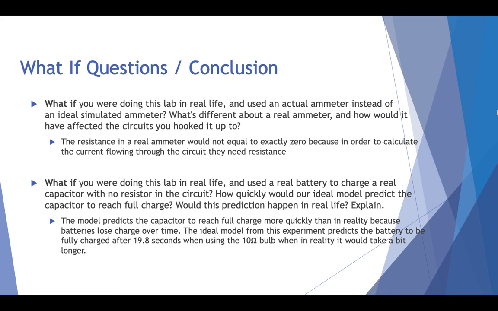And then the what-if questions are, if we were doing this lab in real life, the resistance in a real ammeter would not equal exactly 0, because in order to calculate the current flowing through the circuit, they need resistance. And then the second question is, if you used a real-life battery to charge a real capacitor, the model predicts the capacitor to reach full charge more quickly than in reality because the batteries lose charge over time.